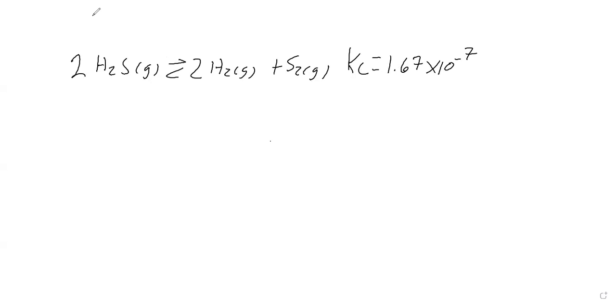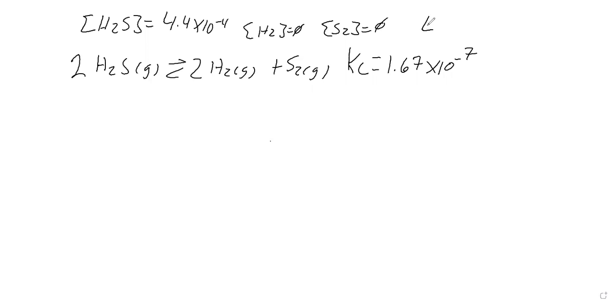Initially, your initial concentrations are H2S is 4.4 times 10 to the minus 4, H2 is 0, S2 is 0. The question is, at equilibrium, what is the concentration of S2? All right, so this is an ICE table problem. When I'm asking for equilibrium concentrations and you're seeing an equilibrium constant, that should be a signal to you that we're doing ICE tables. So let's set up our ICE table.